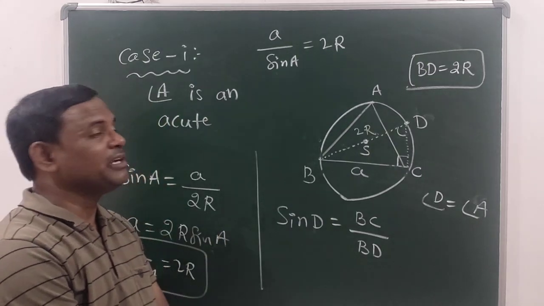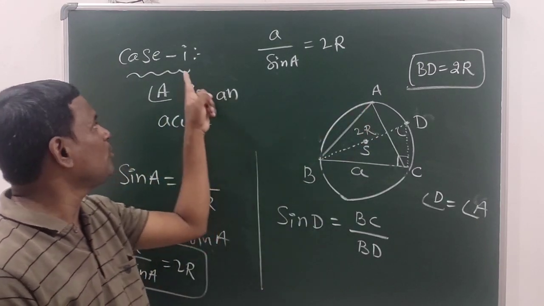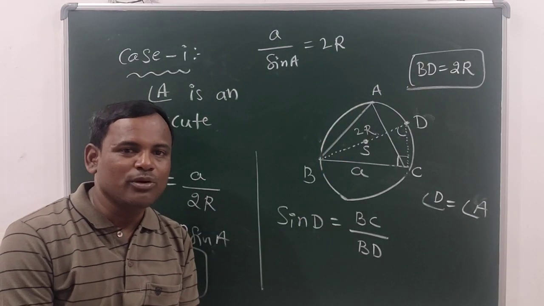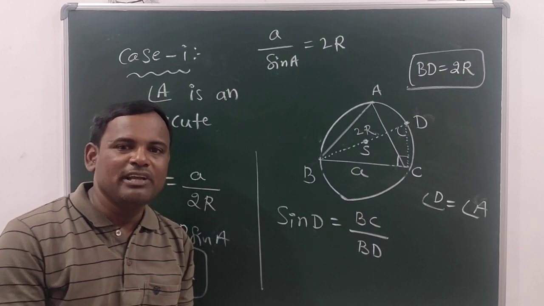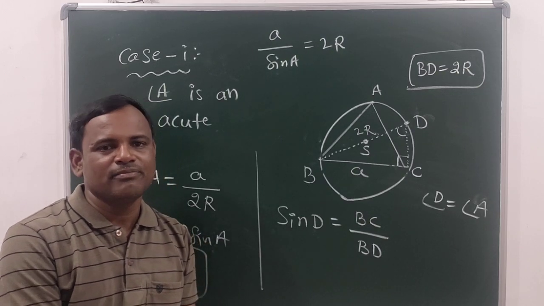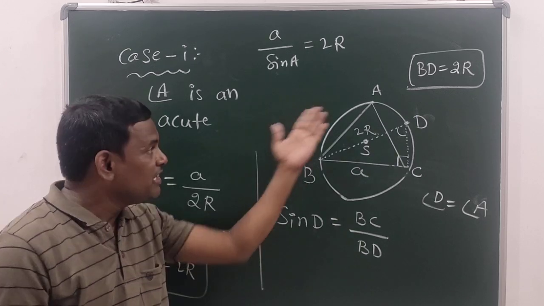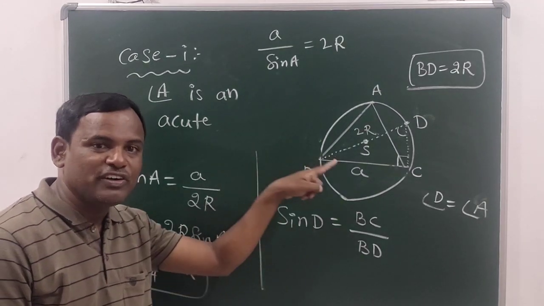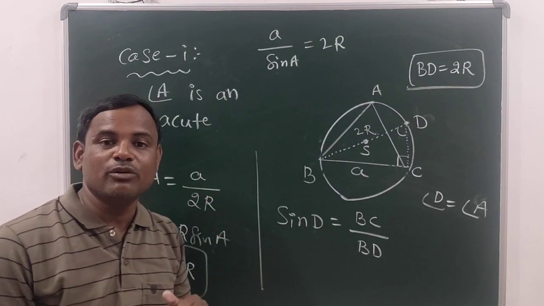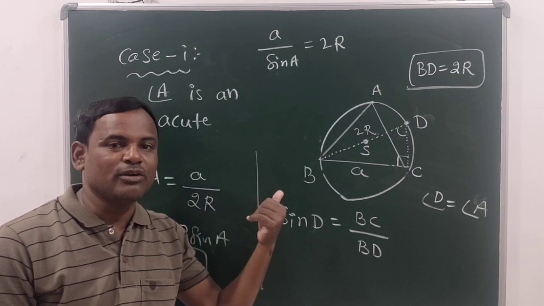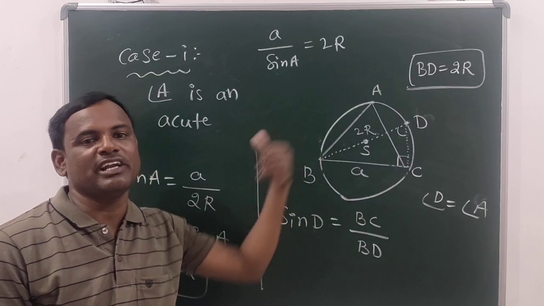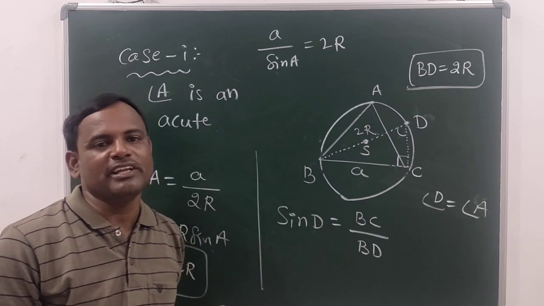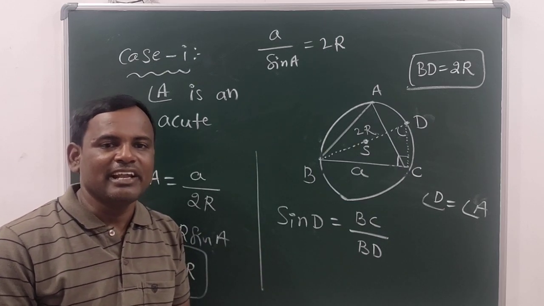We have got a by sin A equal to 2R when A is an acute angle. But every time angle A need not be acute, no? It may be a right angle, or it may be an obtuse angle. If it is acute, we have proved this: a by sin A equal to 2R. Suppose it is a right angle, can we get a by sin A equal to 2R? Yes. If A is acute, right angle, or obtuse, we will get a by sin A equal to 2R. Now I will show you how a by sin A equals 2R when angle A is a right angle.